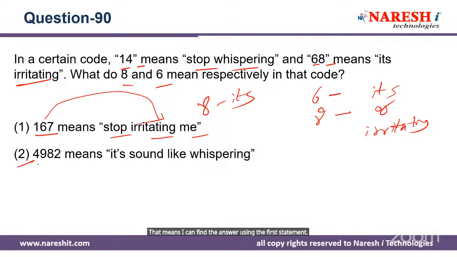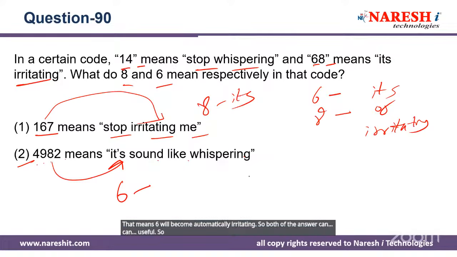Now, see the second. 4982. It sounds like whispering. Here, I got a clue that 8 is "it's". That means 6 will automatically become irritating. So both statements can be useful. So any one of the two statements is enough, that means option C.